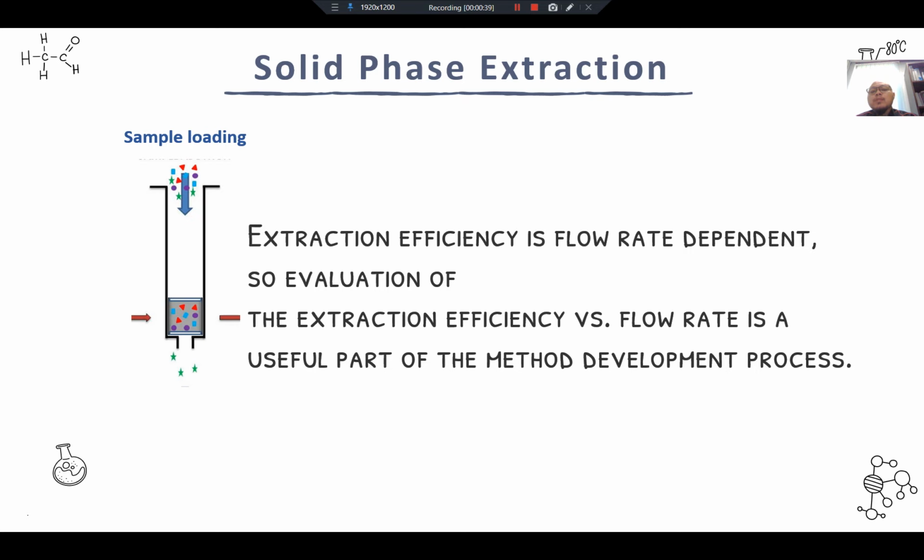So you need to have in mind, if for example you use a higher flow rate, of course they will move faster, but there is a probability that your particular analyte doesn't have enough time to interact with the sorbent. So you need to determine the optimum flow rate. Optimum means that as long as you can achieve more than 80% recovery, that is good already.